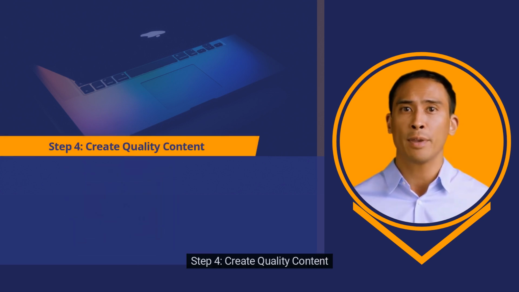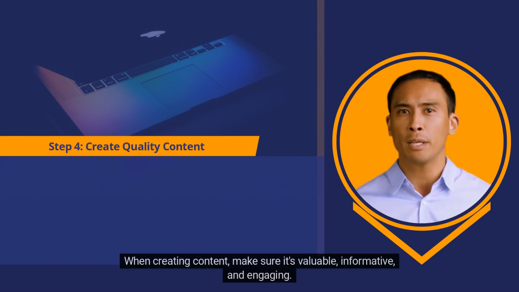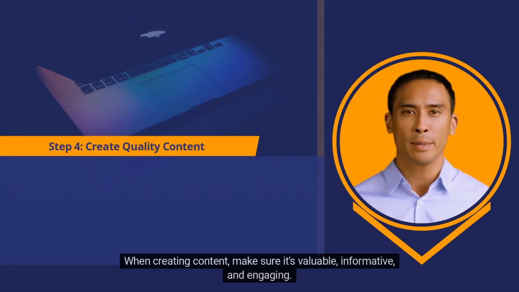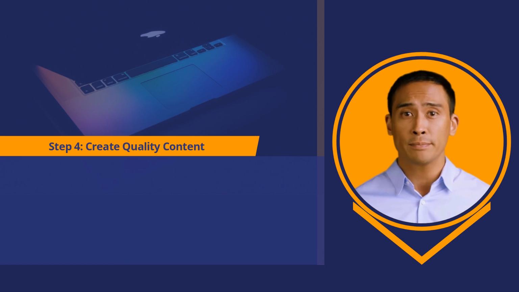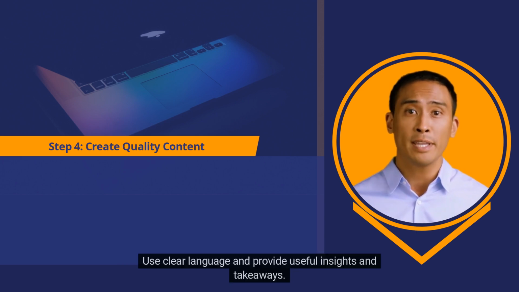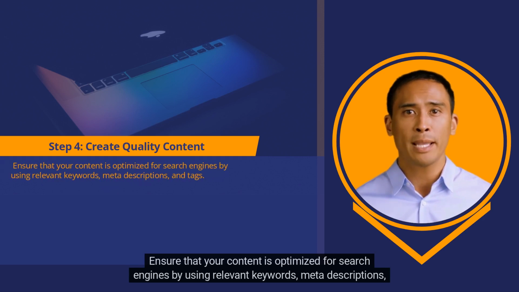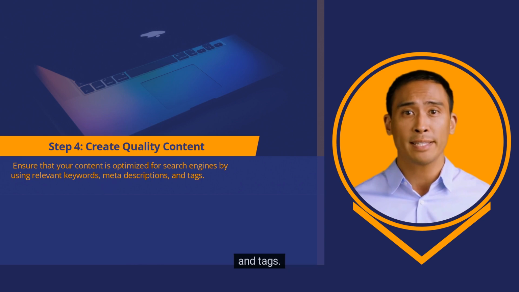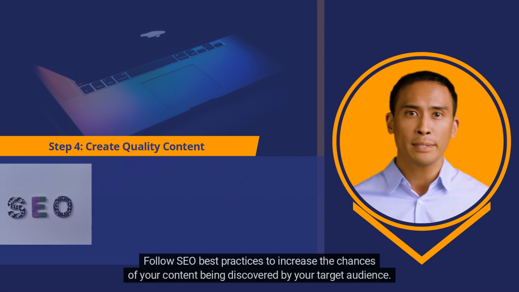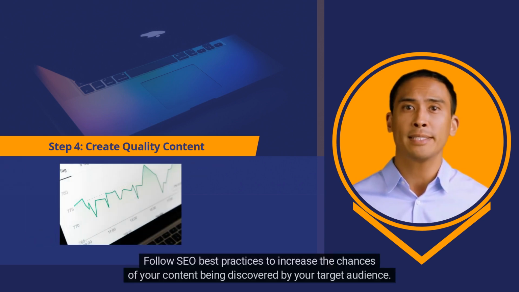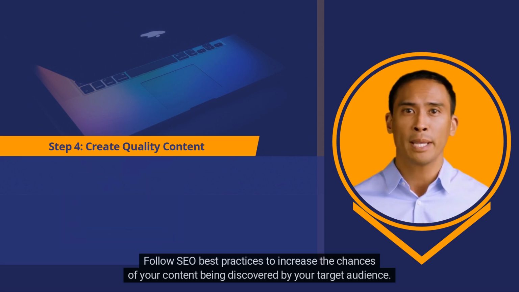Step 4. Create quality content. When creating content, make sure it's valuable, informative, and engaging. Use clear language and provide useful insights and takeaways. Ensure that your content is optimized for search engines by using relevant keywords, meta descriptions, and tags. Follow SEO best practices to increase the chances of your content being discovered by your target audience.